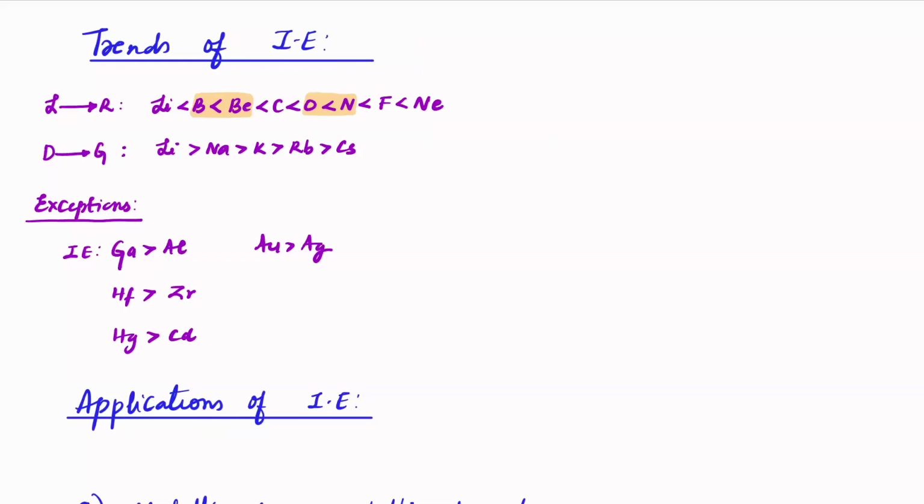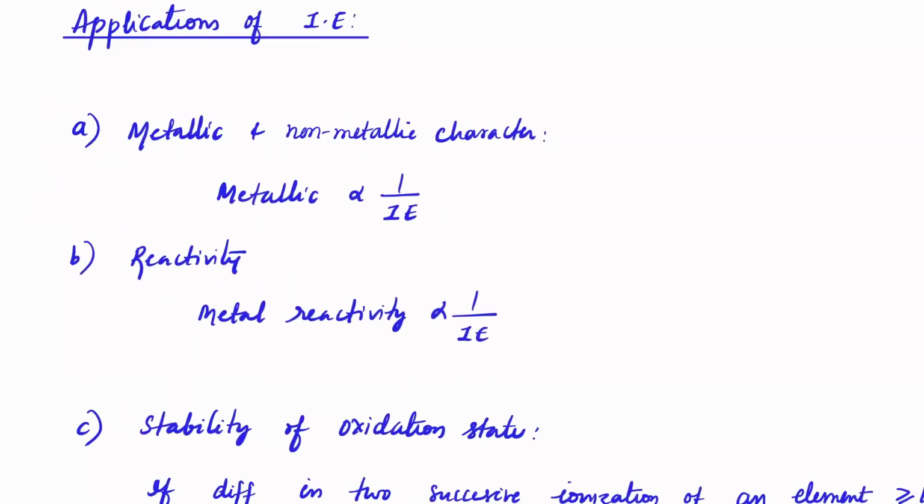See the next one. What are the applications of ionization here? Metallic and non-metallic character depends on ionization. If the ionization energy is more, that means it is less metallic. It is more non-metallic character. That's why, as you go from s towards p, ionization is increasing. The nature of the elements is becoming more non-metallic. But as you go down the group, the ionization is decreasing. The nature of the elements is becoming more and more metallic.